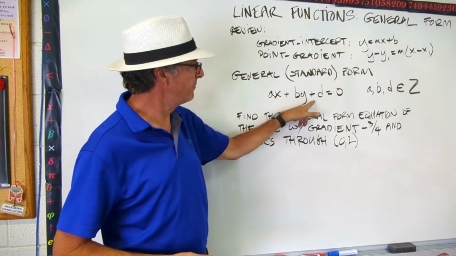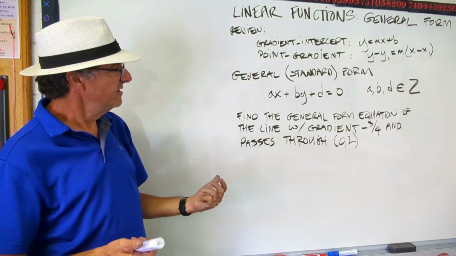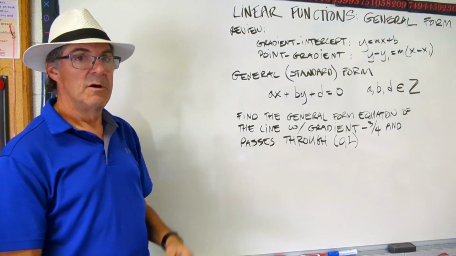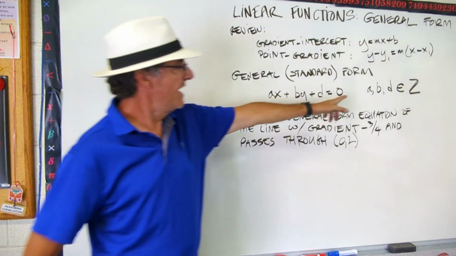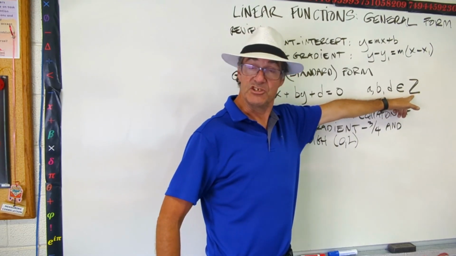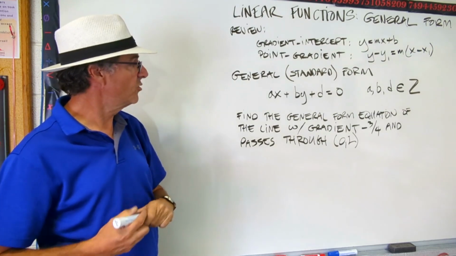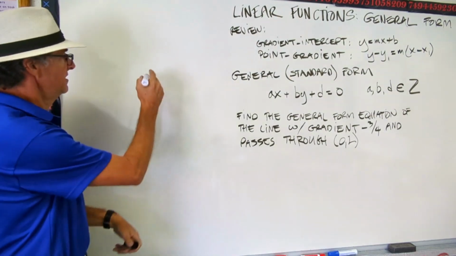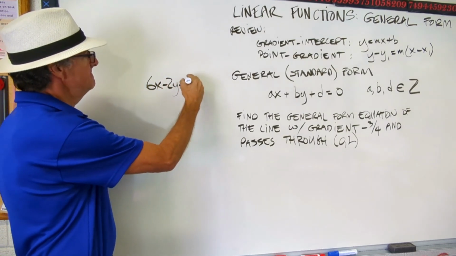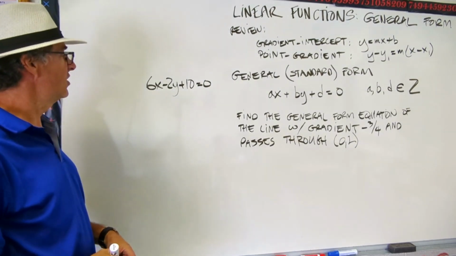ax plus by plus d equals 0. So a little different. We don't have the same kind of things going on as in these two forms. Check this out. a, b, and d are elements of the set of integers. So no fractions. So a standard form equation for a line might look like 6x minus 2y plus 10 equals 0.